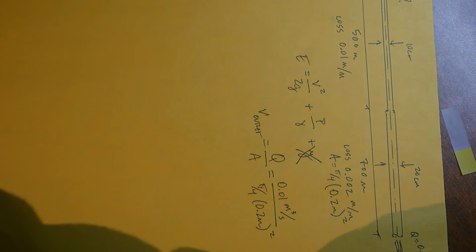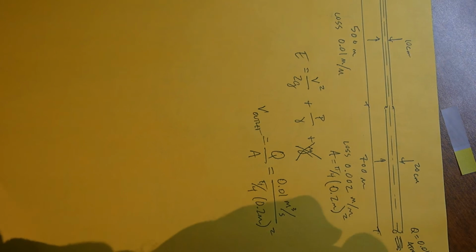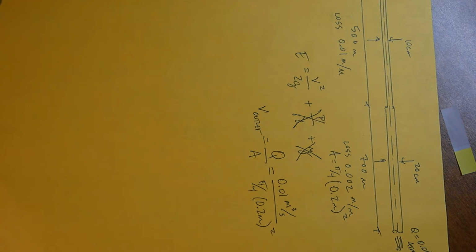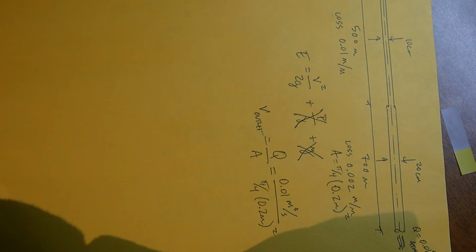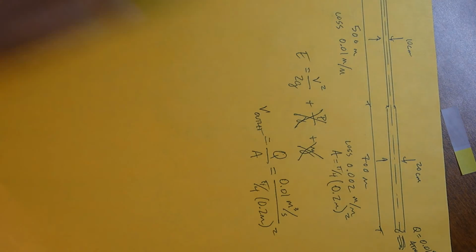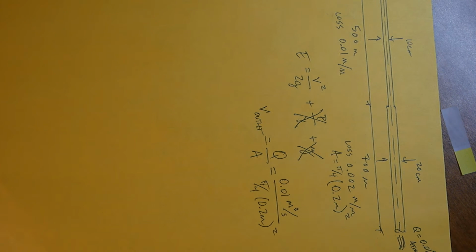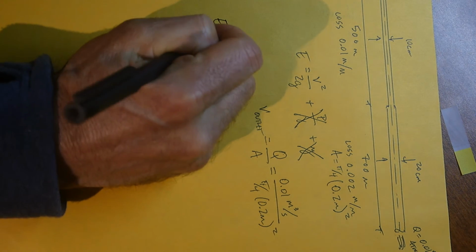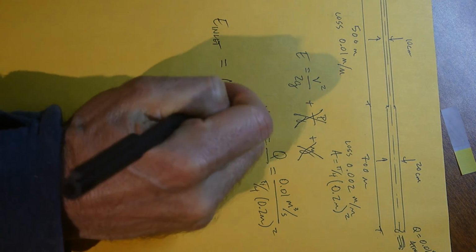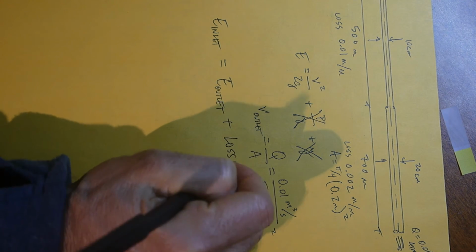It also says that it ejects out into the atmosphere. So this is the atmosphere. What that means is the gauge pressure goes away. So the energy at the outlet is just going to be the kinetic energy, because the potential energy right at the outlet is the same as at the inlet, so there's no difference there. So the energy we're going to have to put into the inlet is going to have to equal the energy at the outlet plus the losses.